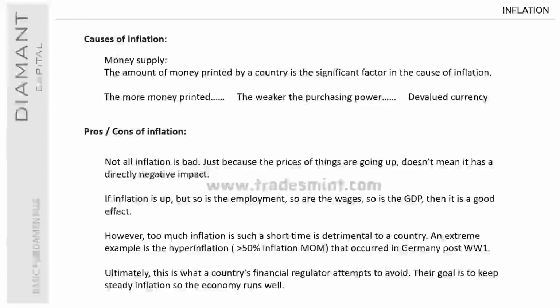As we explained here, an extreme example is hyperinflation, which is considered 50% inflation month on month. So between one month to the next, more than 50% is a crazy amount of inflation to see. Now, ultimately, this is what countries' financial regulators attempt to avoid. Their goal is to keep a steady inflation at a 2% rate.